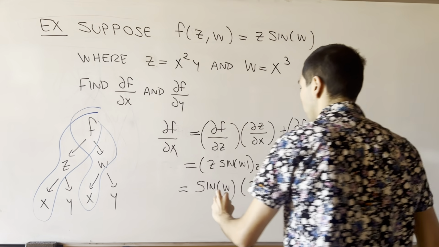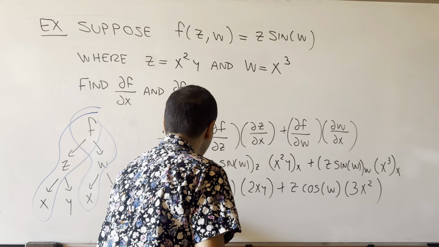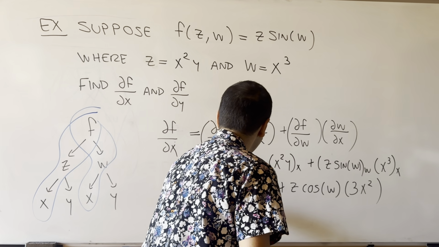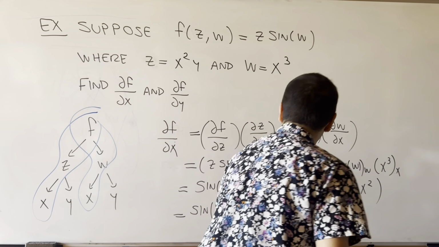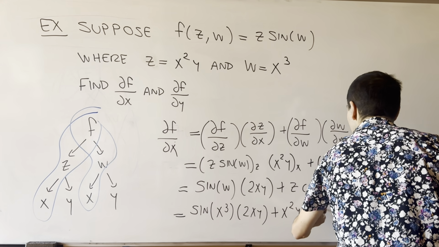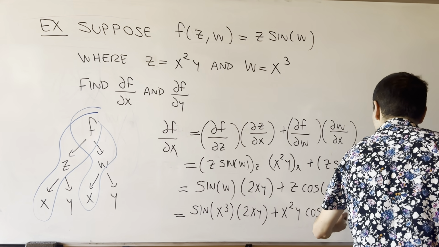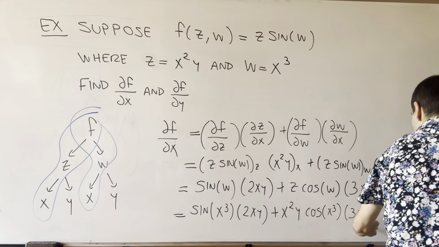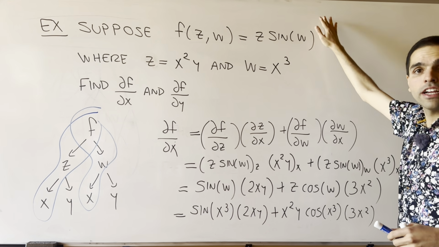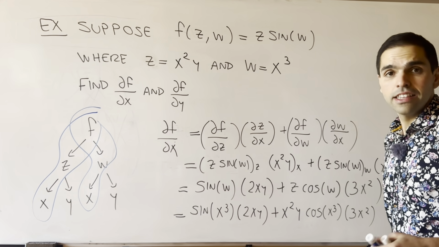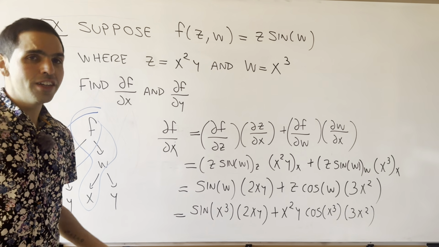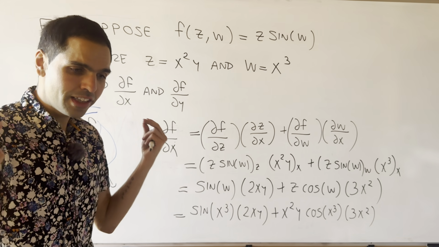Which now you can just plug everything in, so that becomes sine of x cubed times 2xy, and then plus x squared y cosine of x cubed times 3x squared. You can check that's the same thing you get by plugging in z and w first and then differentiating with respect to x. Now, we have done the x derivative, next up the y derivative.